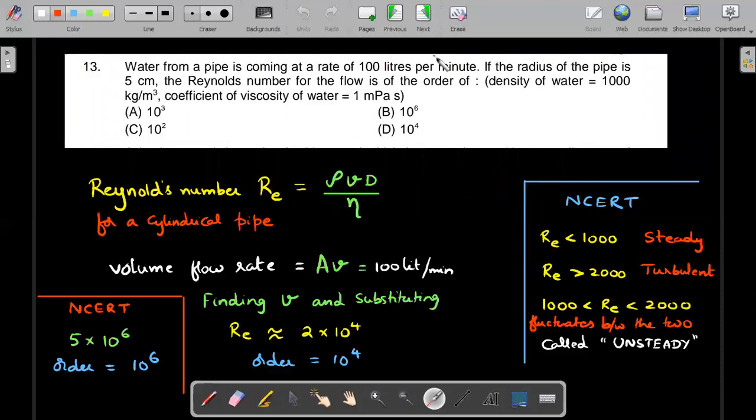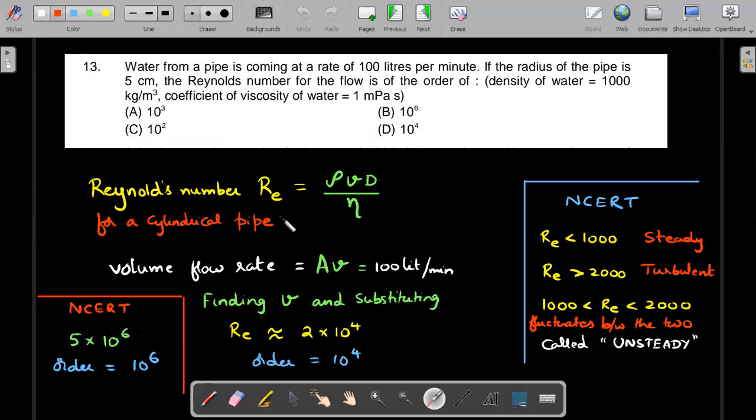Okay, right. So this is the thing. There are certain other side notes also that are required in this problem. So we'll see those side. I have written NCERT. We'll come to that. Okay. So for the question, Reynolds number for a cylindrical pipe, that's what is there in NCERT.